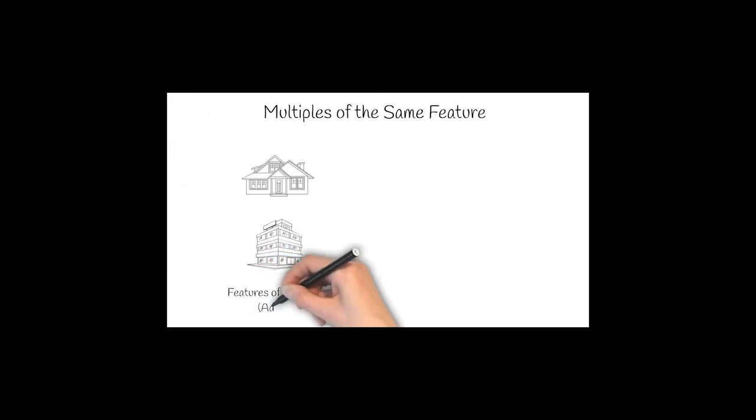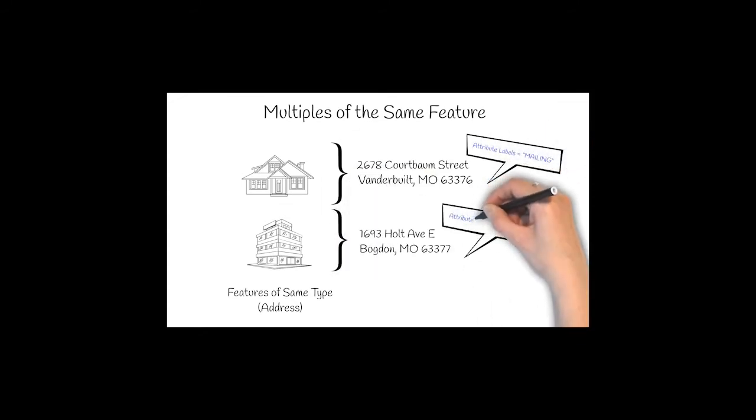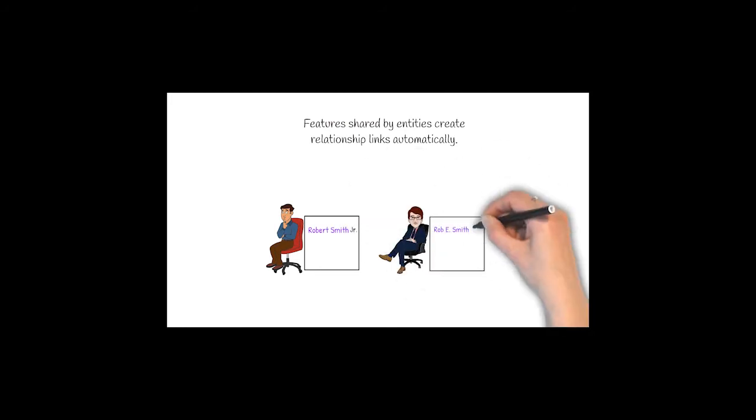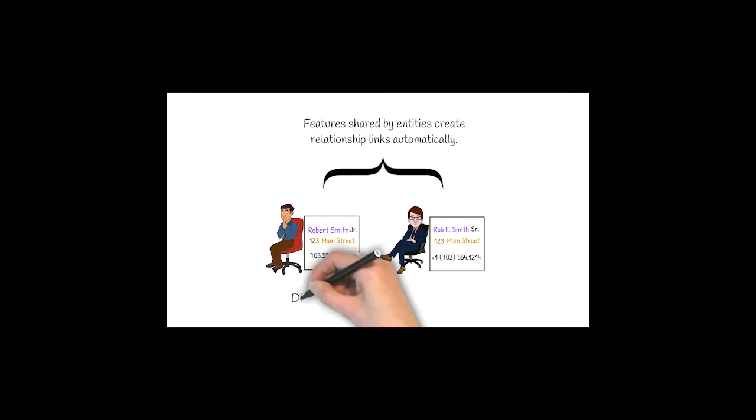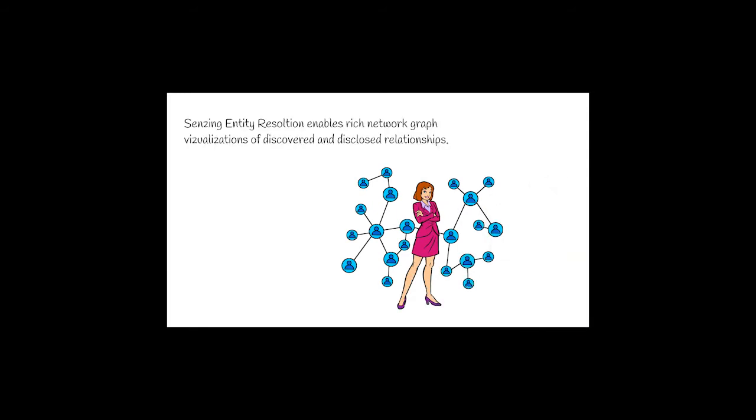Where you have multiples of the same feature type, like address, you would use a label, like mailing in the case of a home address, and employer in the case of an employer's address. Features shared by entities create relationship links automatically. You can also disclose relationships. Senzing Entity Resolution enables rich network graph visualizations of discovered and disclosed relationships.